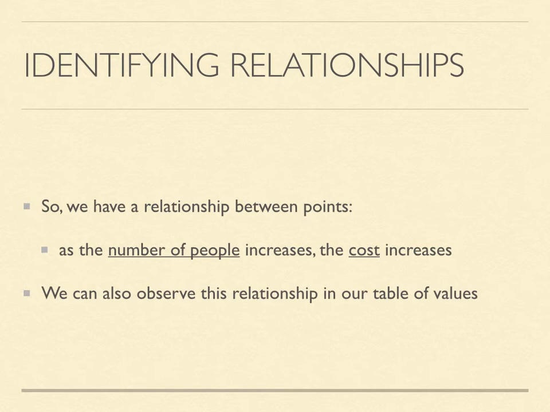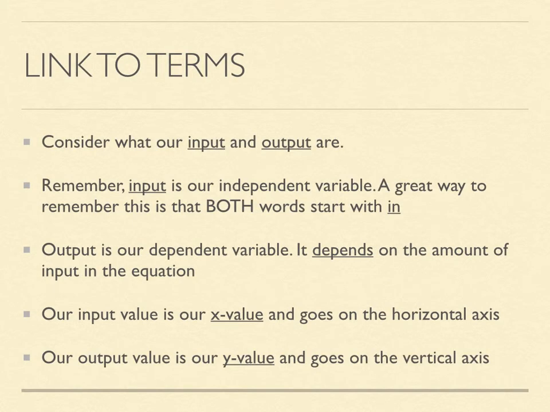So let's look at some of the terms we've gone over. Think about what our input and our output are. Okay, you should be able to identify that our input is the number of people that we have and the room rental cost, and therefore our output is total cost. The input is our independent variable. A great way to remember this is that both words start with in. Input, independent. Output is our dependent variable. It depends on the amount of input in the equation. In this case, our input value is our x value and goes on the horizontal or left to right axis, and our output value is our y value and goes on the vertical axis.